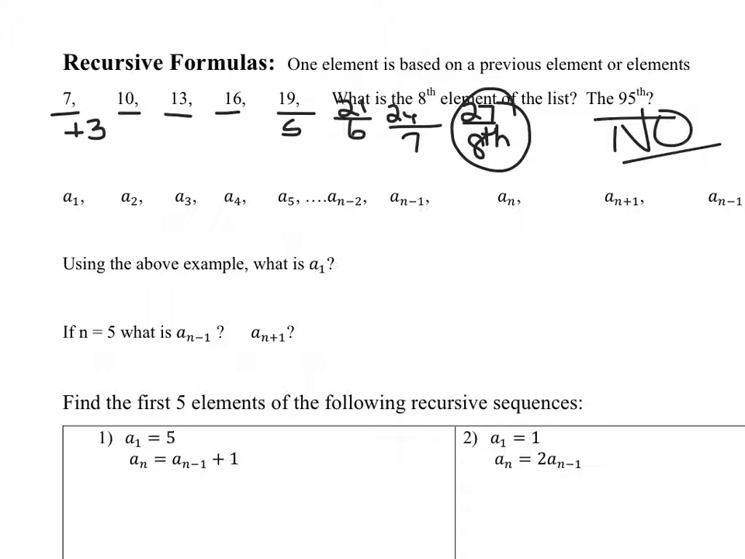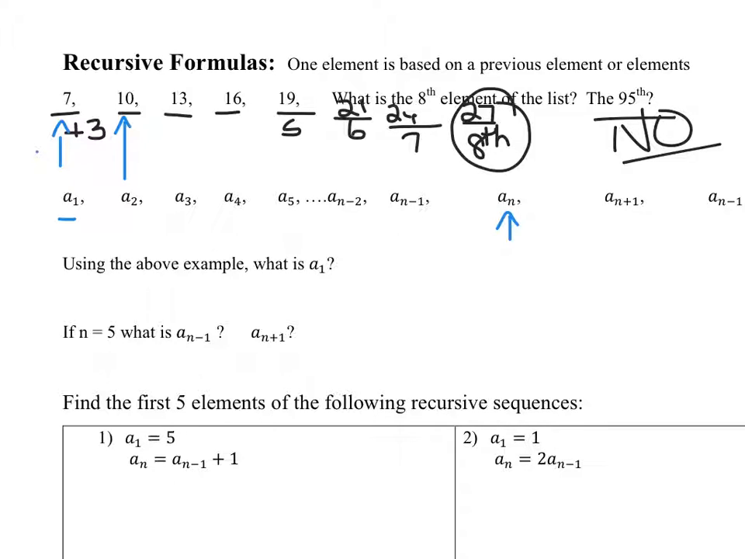Okay. So when we're doing these, the notation is the same as it was in the other ones, where a sub 1 is the first term. So in this case, a sub 1 is 7. In this term, a sub 2 is 10, a sub 3 is 13, and so on. And then we get to the nth term. So this is the nth term.